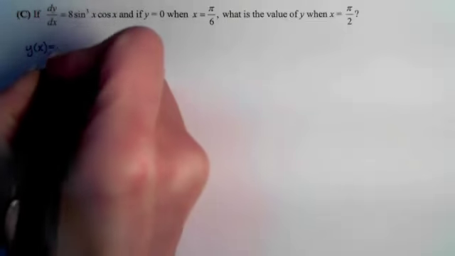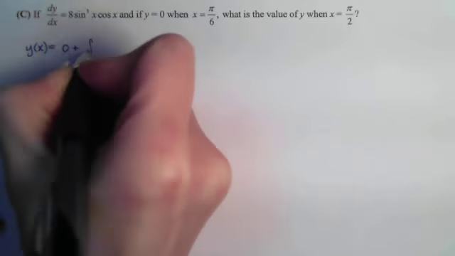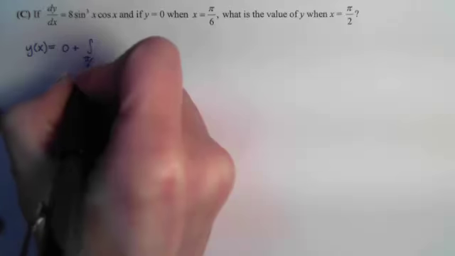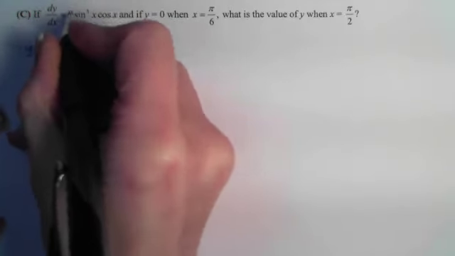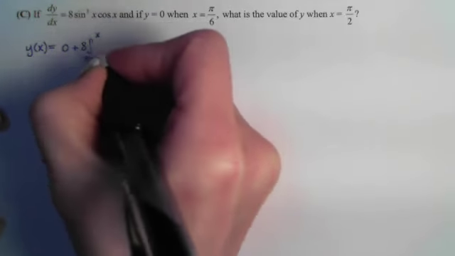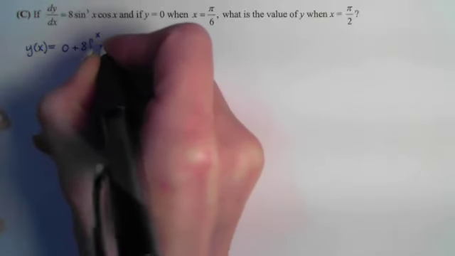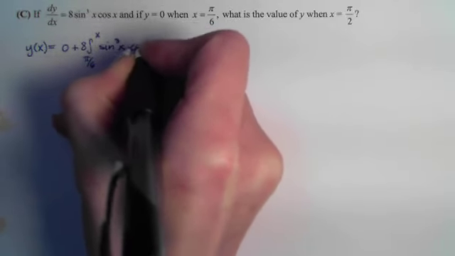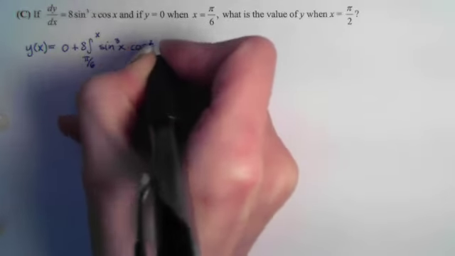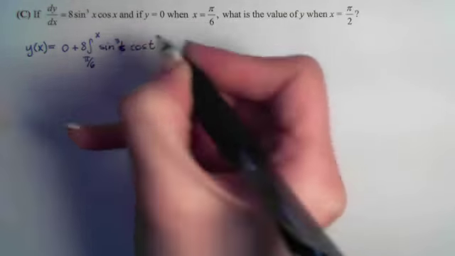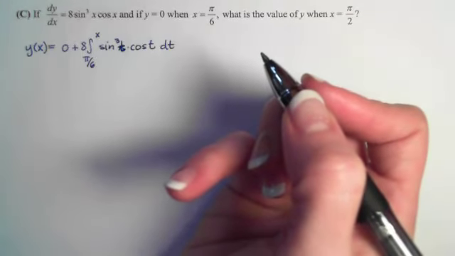For part C, we again have a point and a derivative, and then we ask for another output on the original curve. So we're going to be able to write y of x for any value will be the y we start with, which is 0, plus the accumulation from when we had that output up to x on the derivative function. I'm going to pull that 8 out in front, and write our integrand in terms of t.